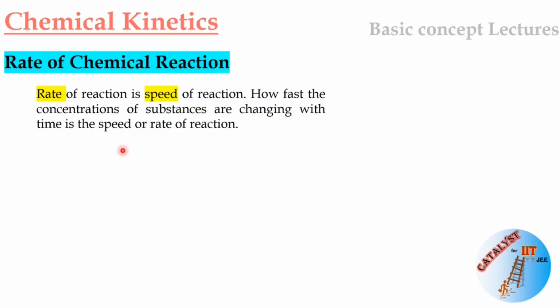Now let us talk about the rate of a chemical reaction in detail. As I mentioned before, the rate of a reaction is the speed of a reaction. Now speed cannot be negative, right? So the rate of a reaction also cannot be negative. Please take a note of this point, that the rate of a reaction is always a positive number. Now rate or speed means how fast the concentration of the substances, that means your reactants or products, is going to change with time.